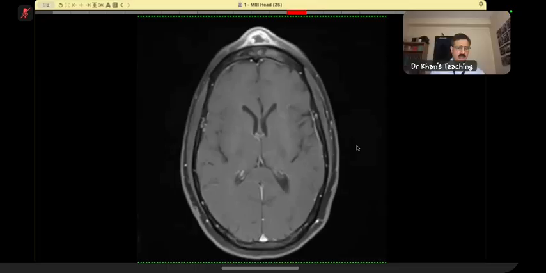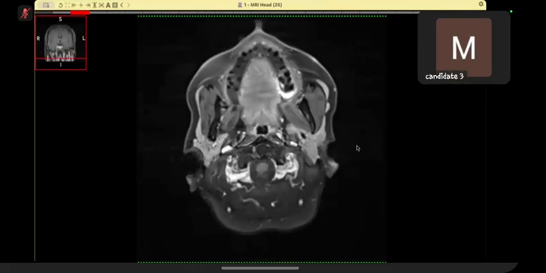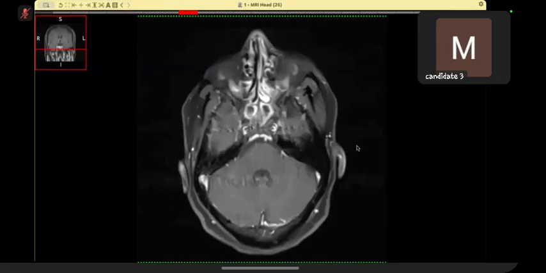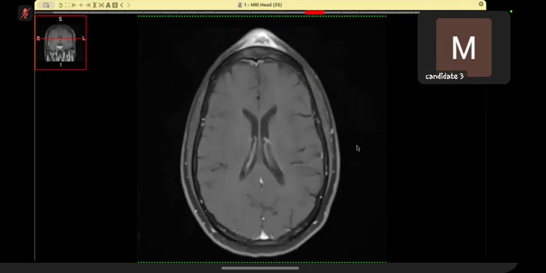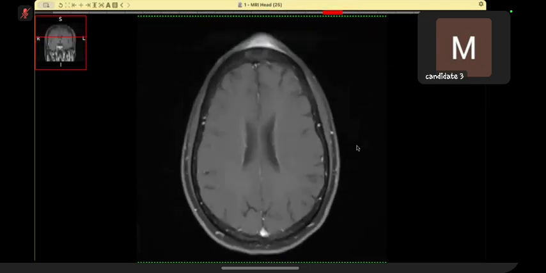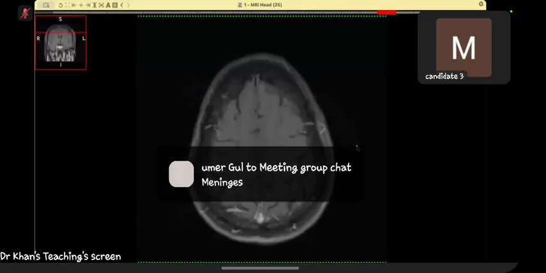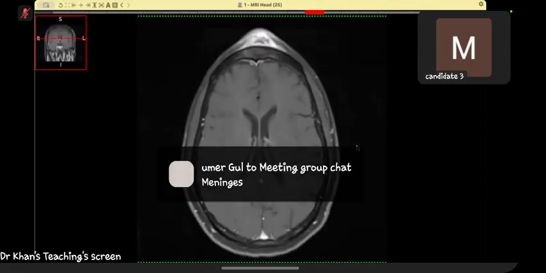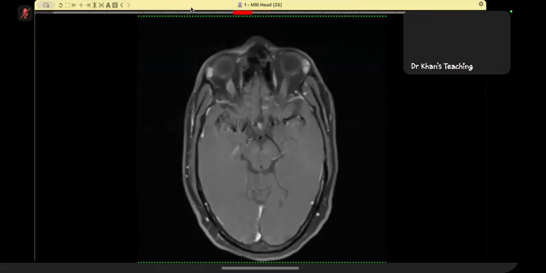Anything happening intracranially? Coming to intracranial structures, the underlying brain parenchyma does not show any abnormal enhancement. However, there is smooth dural enhancement in the adjacent part of the brain, which suggests some meningeal spread of infection. Okay, thank you.